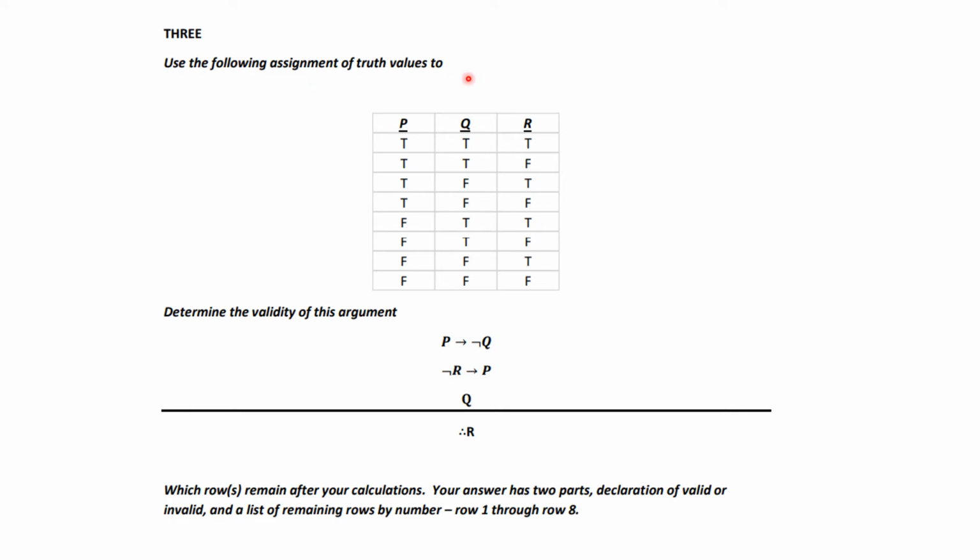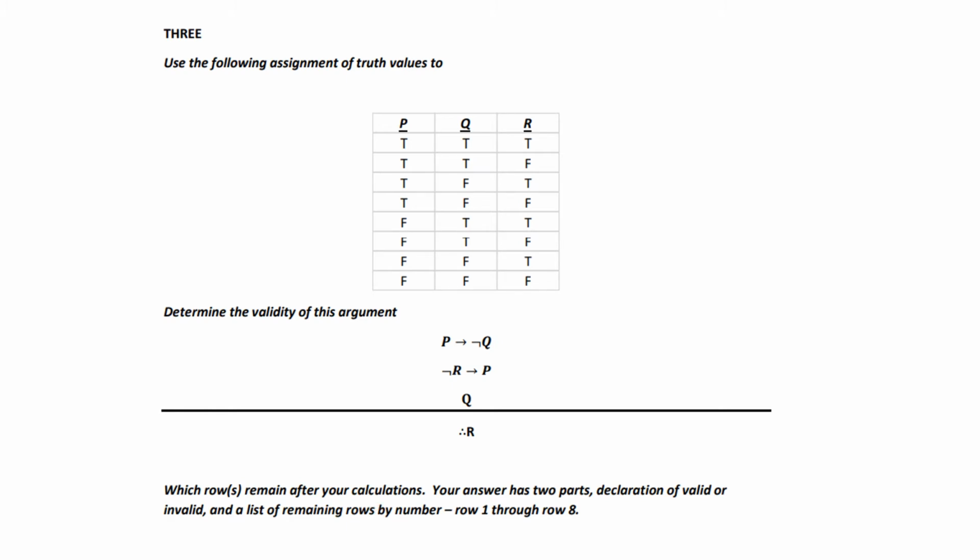Here we're supposed to use this assignment of values to determine the validity of this argument. Now notice that this is the first one we filled out, this is the second one we filled out, and this is Q. So we're going to cross out everywhere where these are not true and see if we're forced to conclude that R is true. And I ask you, not only is this valid, but I ask which rows remain after your calculation.